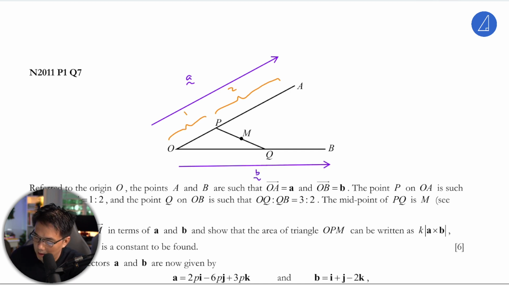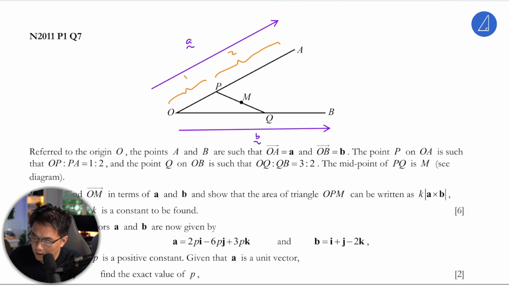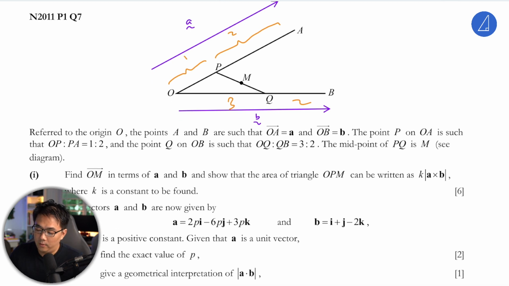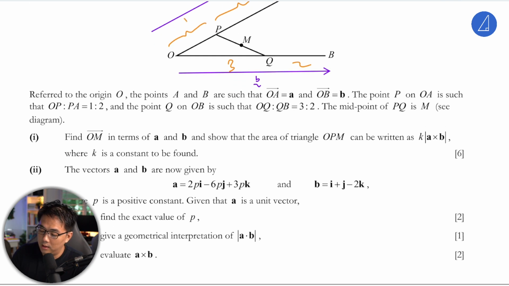Great. So the next thing is OP is 1/3 of OA, and point Q on OB is such that OQ is 3, QB is 2. The midpoint of PQ is M. Great. Find OM in terms of A and B, and show that the area of triangle OPM is K times the magnitude of A cross B. Okay, great. I think this is pretty okay.